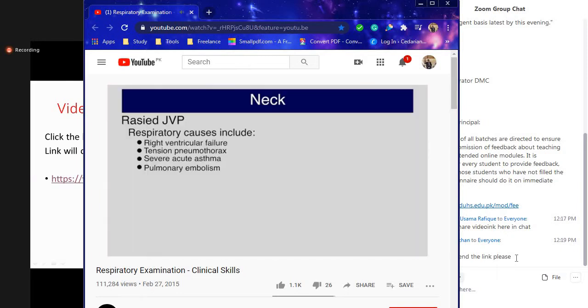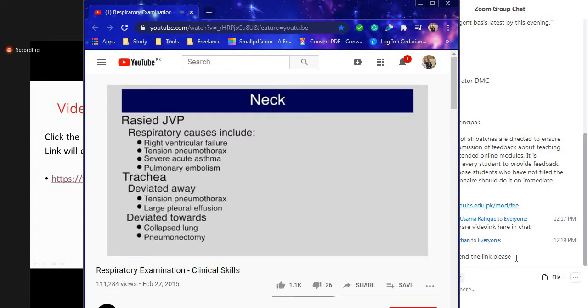The JVP is raised when it is more than 3 centimetres in vertical height above the sternal angle. A raised JVP may be caused by the examples shown. The trachea may be deviated in the situations shown. The cricosternal distance is the distance between the suprasternal notch and the cricoid cartilage. This should be 3 fingers. If the chest is hyperexpanded, the distance is shorter.